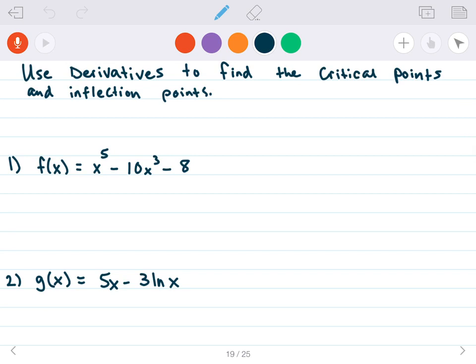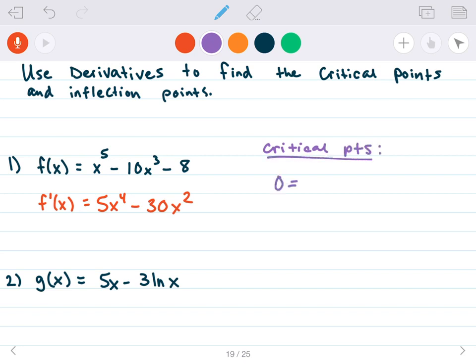All right, so we're going to use derivatives to find the critical points and inflection points. So our critical points come from the first derivative setting it equal to 0. So let's do it. So for this first one, we have f prime of x is going to give us 5x to the 4 minus 30x squared. Now, my critical points happen when the first derivative equals 0.